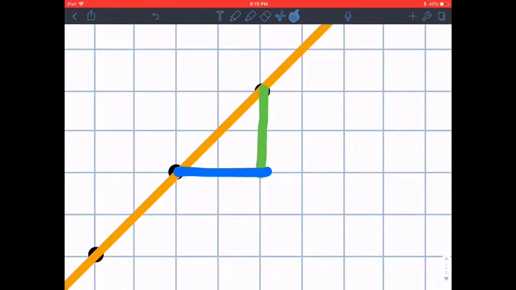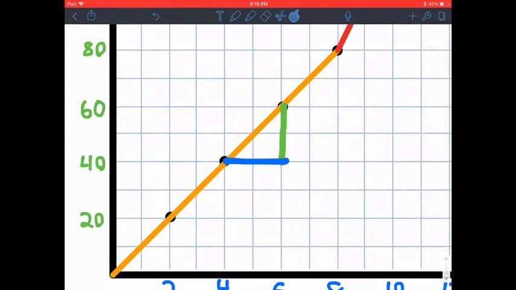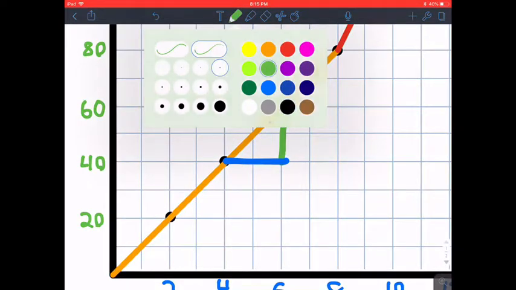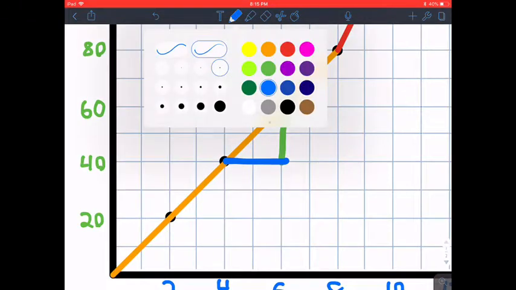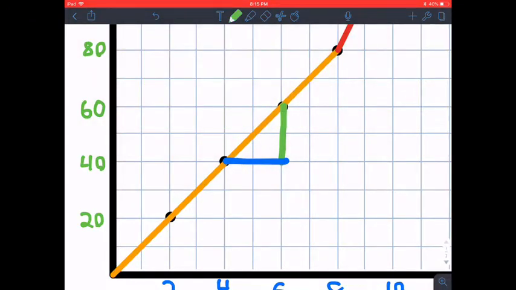One of the things people always have a hard time with is they just count the boxes. So it's pretty common for people to say that this is a rise of 2 and a run of 2. That is completely incorrect. You have to actually look at the value of the y-axis. So over here you can see that every single box is worth 10 units. And so this is a rise actually of 20.